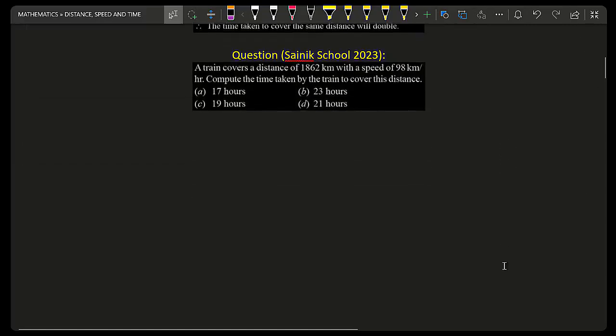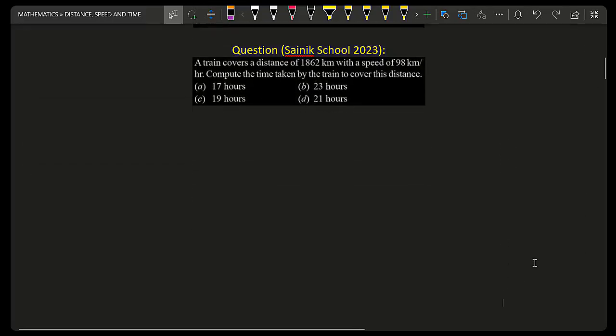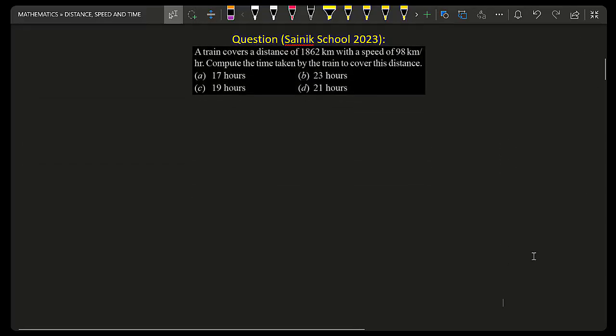And next question, this question came in 2023. A train covers a distance of 1862 kilometers with a speed of 98 kilometers per hour. Compute the time taken by the train to cover this distance. Simple and direct question. Who will answer this?